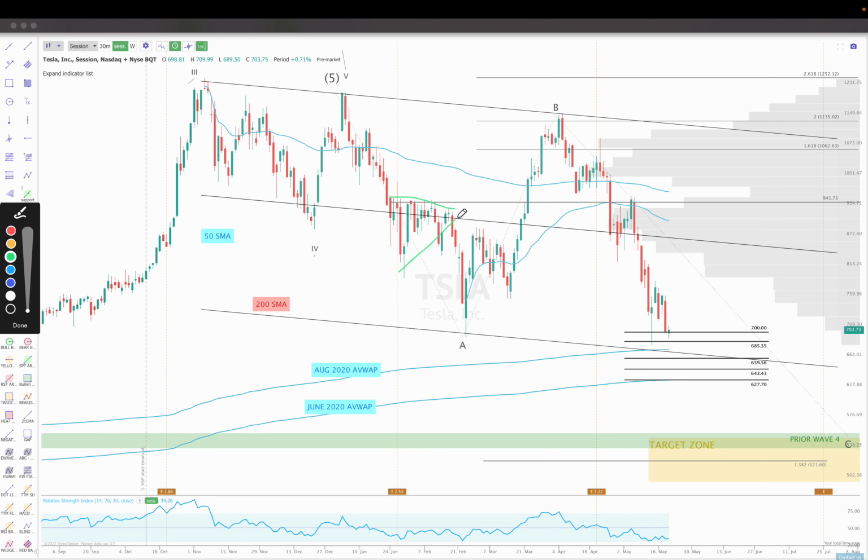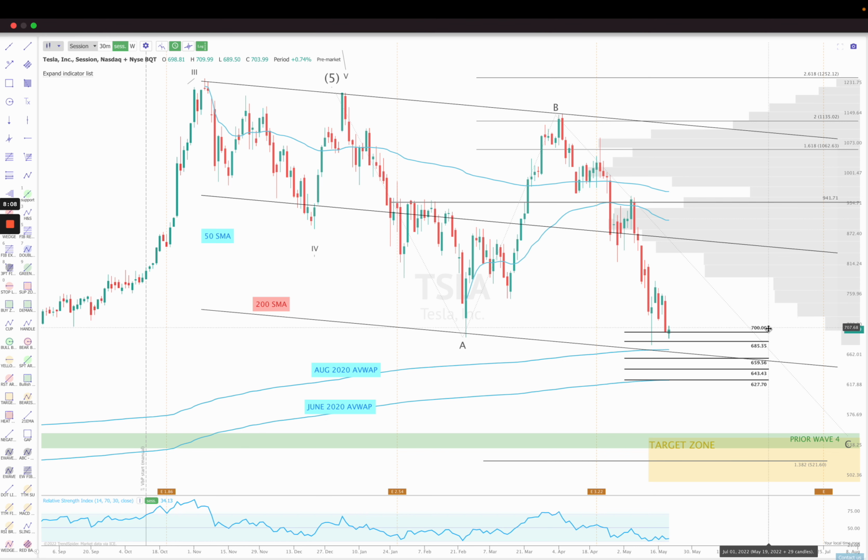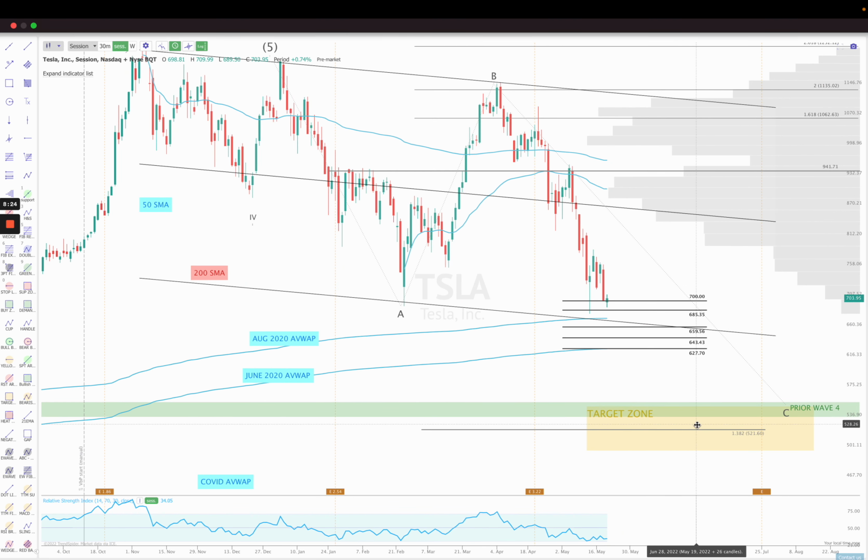Here you see kind of like a triangle with that push down. One, two, three, four, five. It looks like a very clear five-wave structure in this subwave AC. So this is why I got a little pushback on an ABC, where it's probably a WXY. Again, the most important thing to keep in mind is 700. 700 must hold for Tesla. It's okay if it closes under 700 for a day or two, but the longer it stays under 700, the more likelihood that lower price targets are going to come into play.